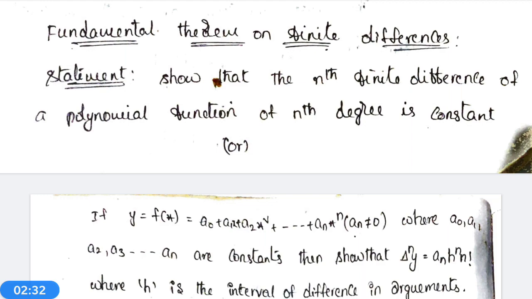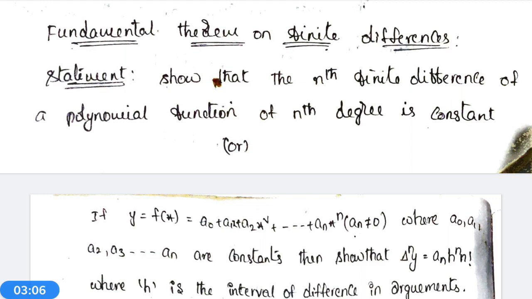What is the fundamental theorem of finite differences? Suppose f(x) is an nth degree polynomial. Suppose f(x) is equal to a0 plus a1x plus a2x square plus etc. plus an x power n. If an is not equal to 0, then this f(x) is an nth degree polynomial. f(x) equal to ax plus b is a first degree polynomial. f(x) equal to ax square plus bx plus c is a second degree polynomial. Like that.